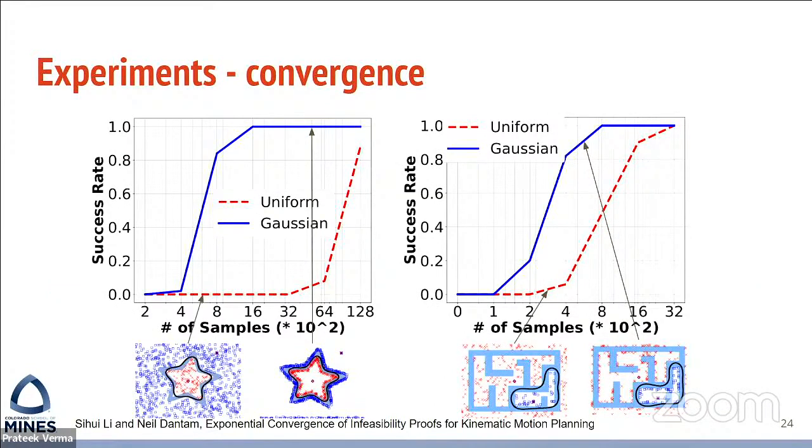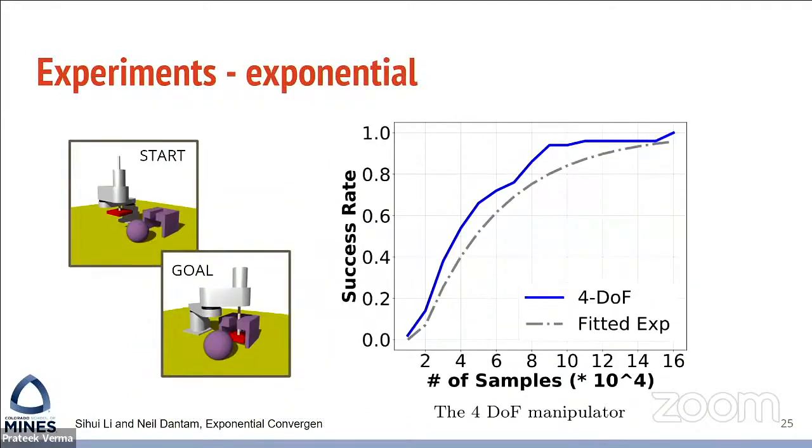In both scenes, the start scene and the mate scene, the blue line is the Gaussian line, the red dashed line is the uniform line. We can see that the Gaussian converges faster than uniform. We also apply this on this 4DOF squirrel arm scene. As you can see, with more points sampled, the success rate converges to 1. And the dashed line is a fitted exponential curve.